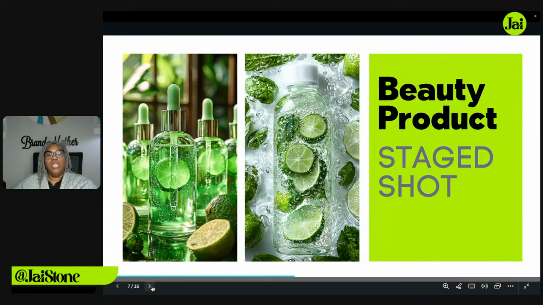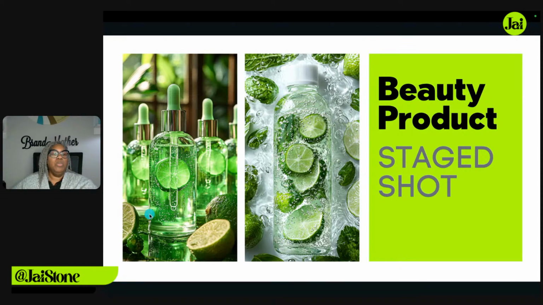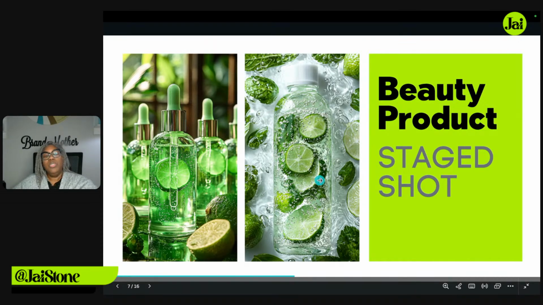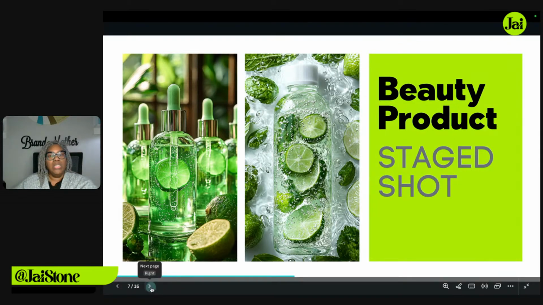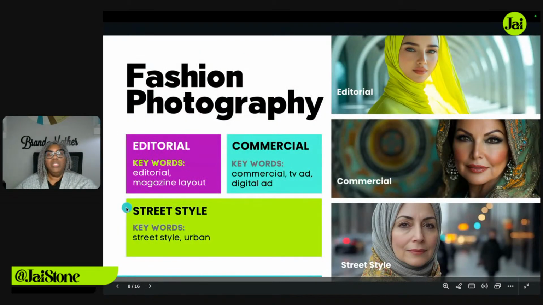Let's move on. Okay. So this one was saying product photography, beauty product, staged shot. That's what was in the prompt to get these 2 images. And what's the difference? You're talking about a higher stylization here. We talked about stylization and parameters yesterday. And so if you're following along in this series, go back and start from series 1, because everything builds on top of the other things. Okay. So this is an example of a staged shot in a beauty product. Okay. So now let's talk about fashion photography.